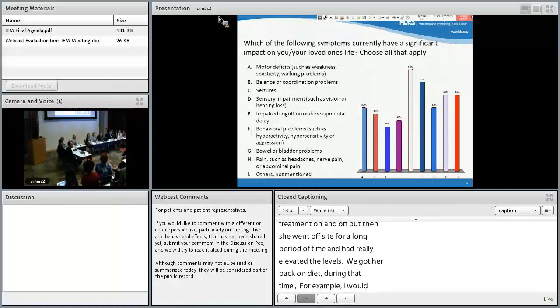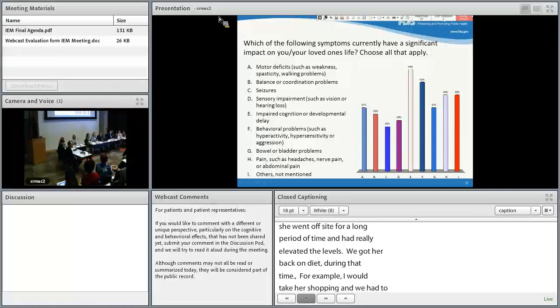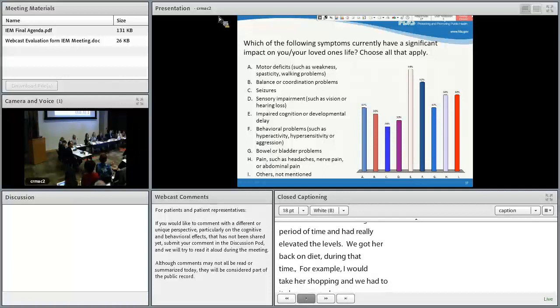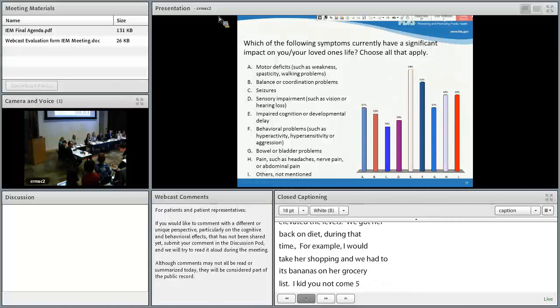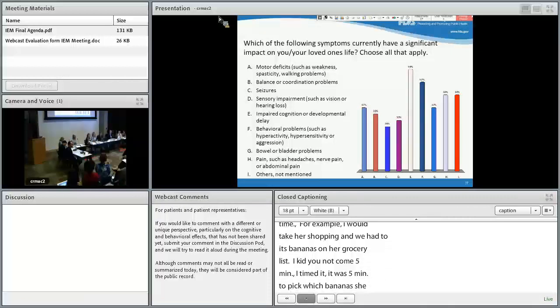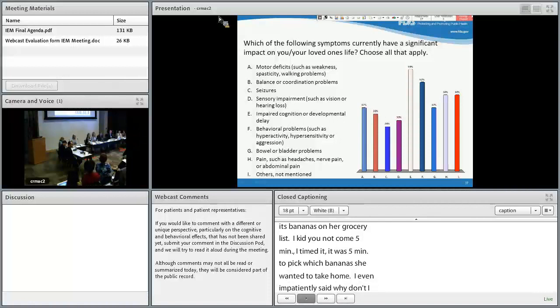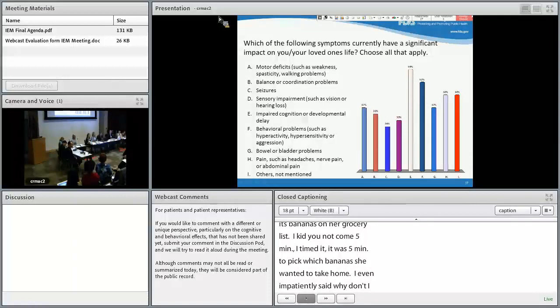When we got her back on diet, well, during that time period, for an example, I would take her shopping. And we had to get bananas. They were on her grocery list. And I kid you not, 5 minutes, I timed it. It was 5 minutes to pick which bananas she wanted to take home. And I even impatiently said, well, why don't I just pick them. She's like, no, I want to pick my bananas. Just give me a minute. But it was 5 minutes for her to pick bananas.